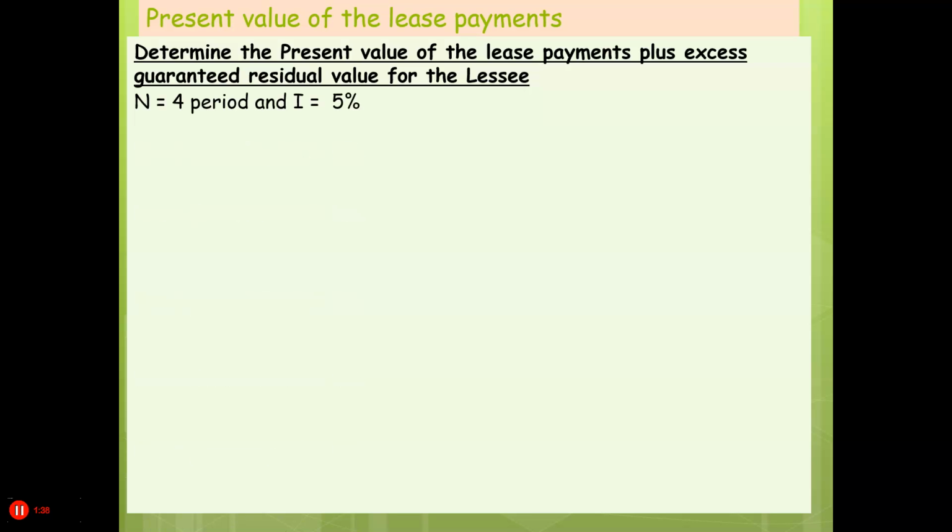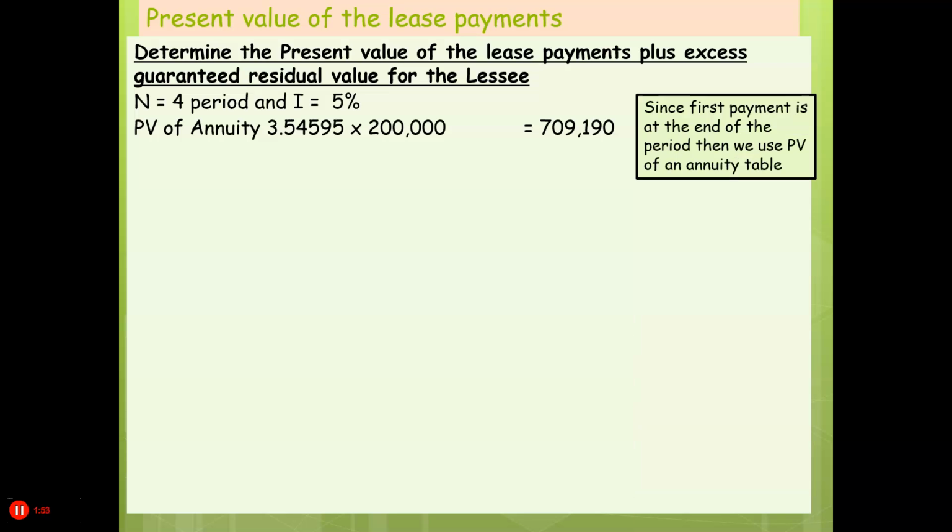Period is 4, because it's 4 years, annual, and the interest is 5%. The present value of annuity, since the payment is at the end of the period, we do our annuity, not the annuity due. We take our present value factor times the lease payments. Since first payment is at the end of the period, again, we're using present value of an annuity.